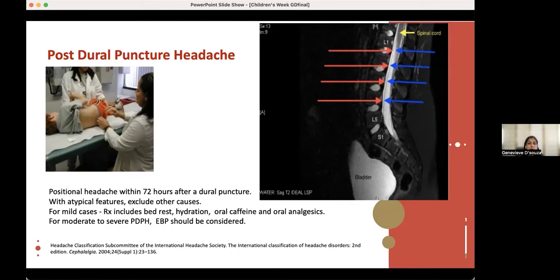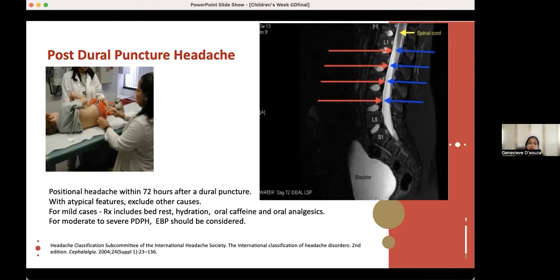For most of these cases, we try to recommend bed rest first, adequate hydration, at least a liter of fluid. Oral caffeine works, and oral analgesics. Most of the time, these patients haven't even tried this. So get them into the hospital, get them admitted, and just give them IV hydration, oral caffeine, and analgesics. In about 24 hours, they start to feel better, so see if that works.